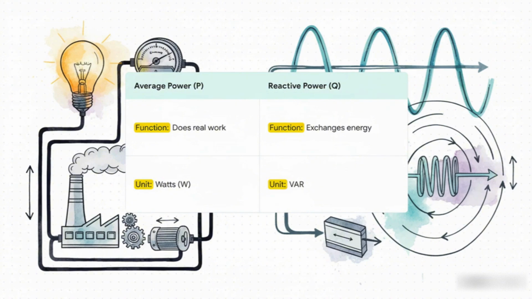So here's the main difference, laid out nice and simple. Real power, measured in watts, is the energy you actually consume. It's gone, used up, turned into something else. But reactive power, which has its own unit called volt-ampere reactive, or VAR for short, that's the energy you just borrow. It's needed to keep the energy fields in the circuit going, but it gets sent right back to the source with every single cycle.